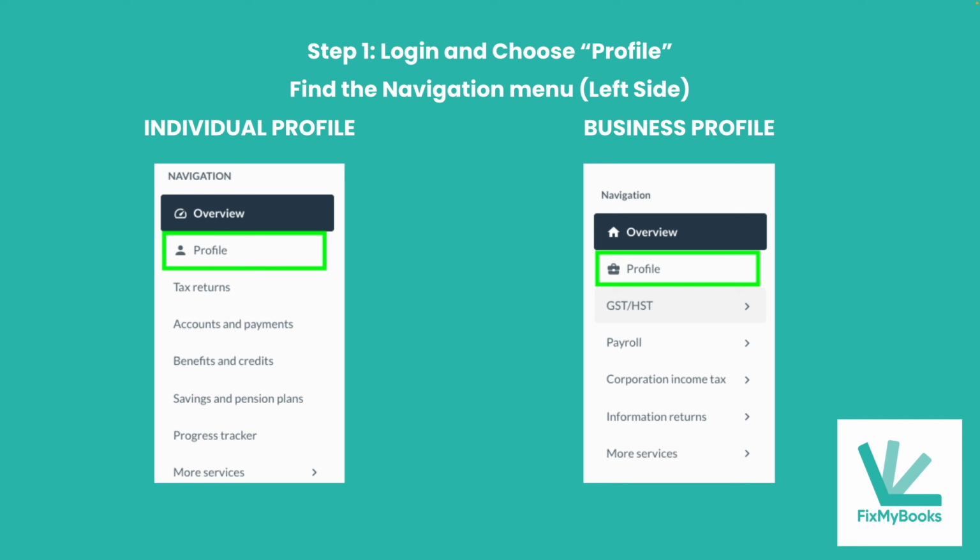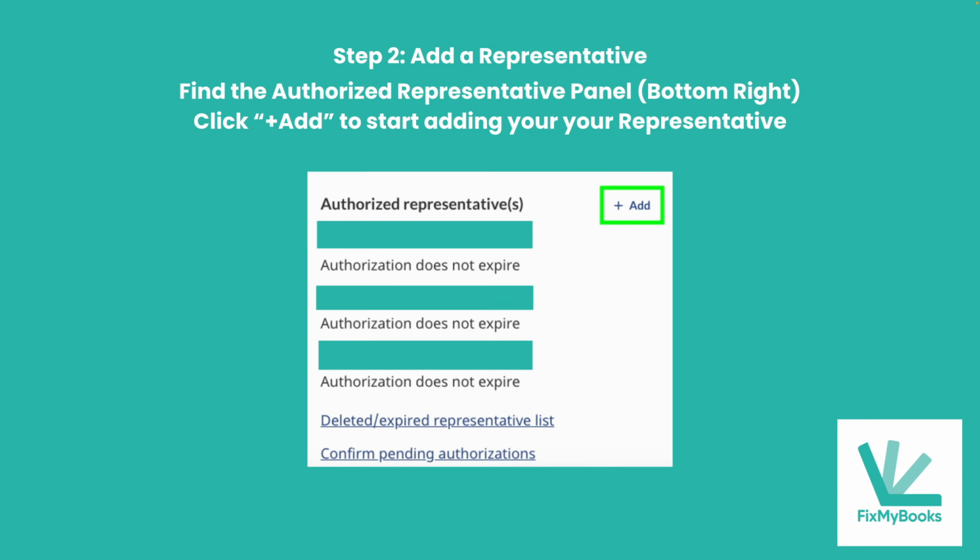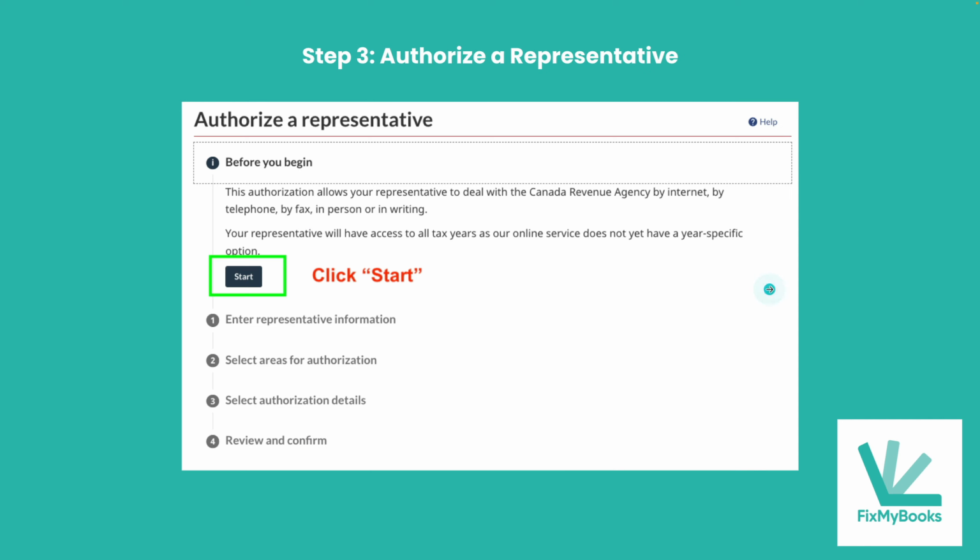This will be on the left side when you log in. It looks a bit different, but you need to go to the same place. You need to go to profile. Once you're in profile, you're going to look for the authorized representative box, and then you're going to click add to start adding your representative.